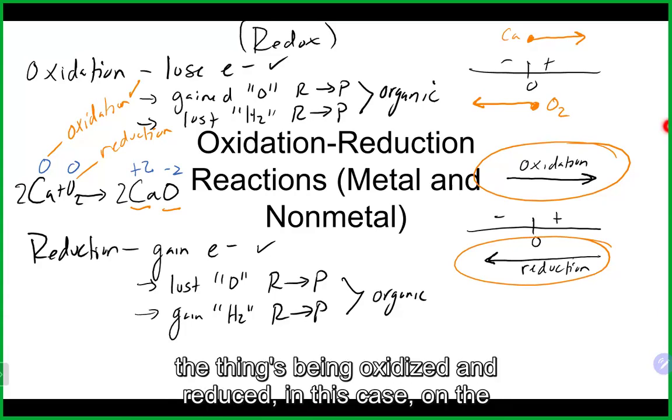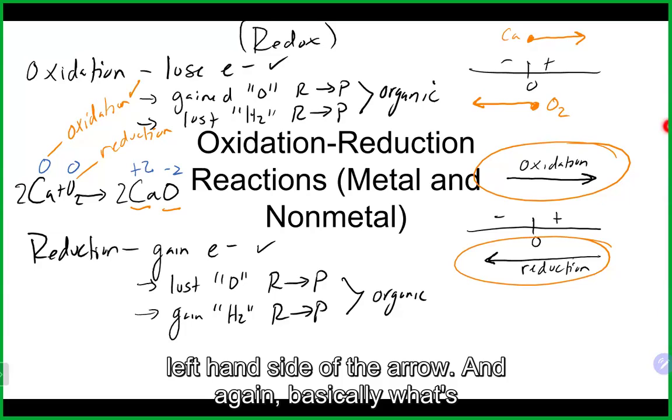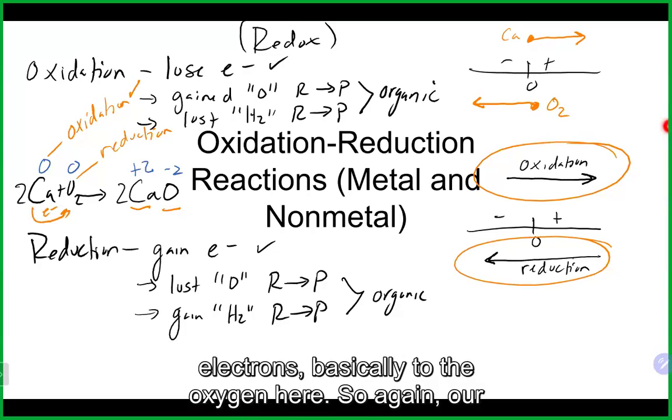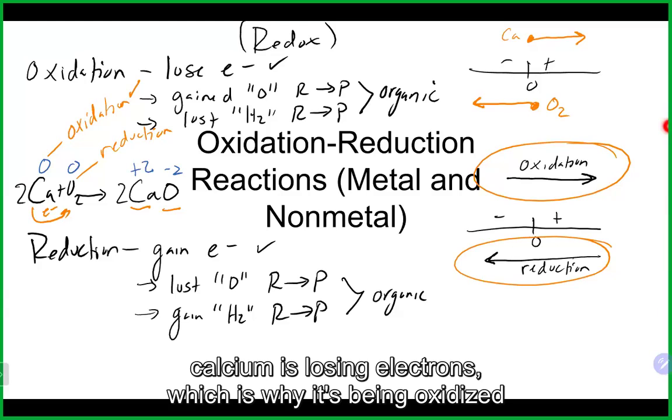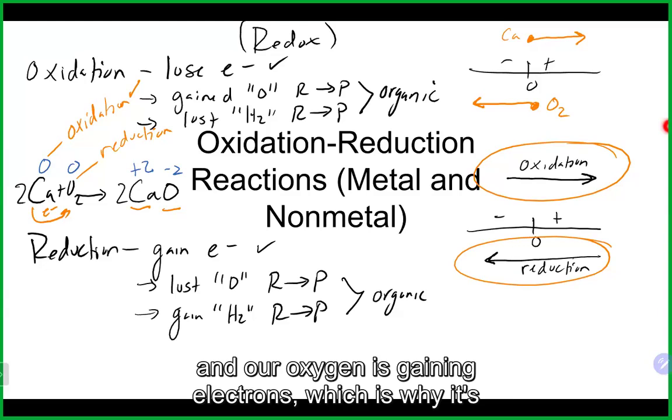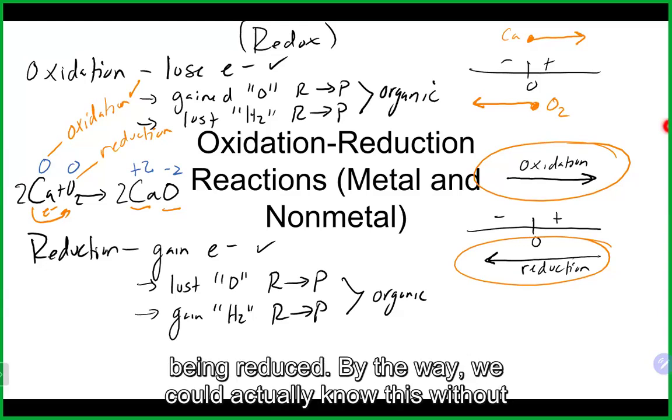By the way, the things being oxidized and reduced in this case are on the left-hand side of the arrow. And again, basically what's happening here is the calcium is going to send over some electrons to the oxygen here. So again, our calcium is losing electrons, which is why it's being oxidized. And our oxygen is gaining electrons, which is why it's being reduced.